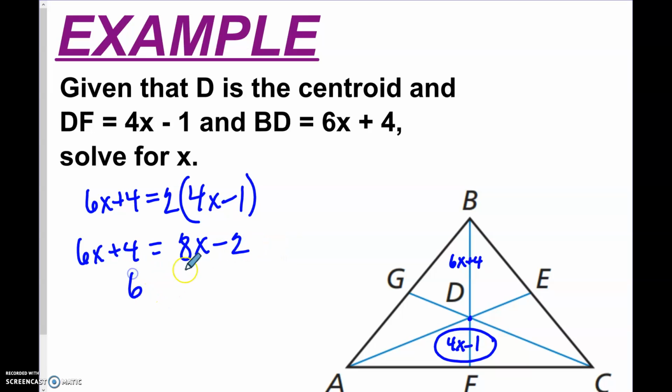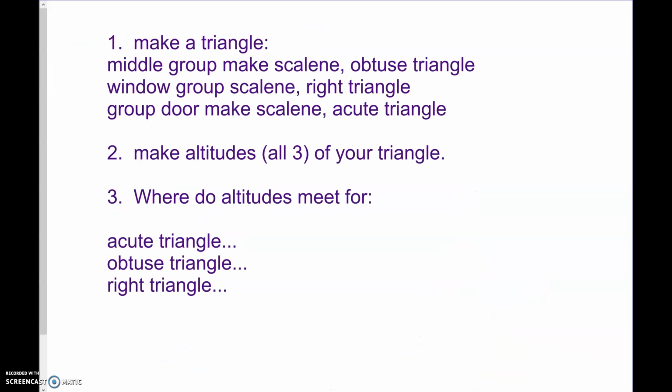So what do we have? If I add 2 and subtract 6x, 8x minus 6x is 2x. Let's divide by 2, and so x is 3. All right, they don't ask us to find anything else. So that should be wrapping up the centroids. Now we have one more that we need to go over. This one, making a triangle, we have to check out the scalene, the obtuse, and the right triangles, okay? Oh, and acute.